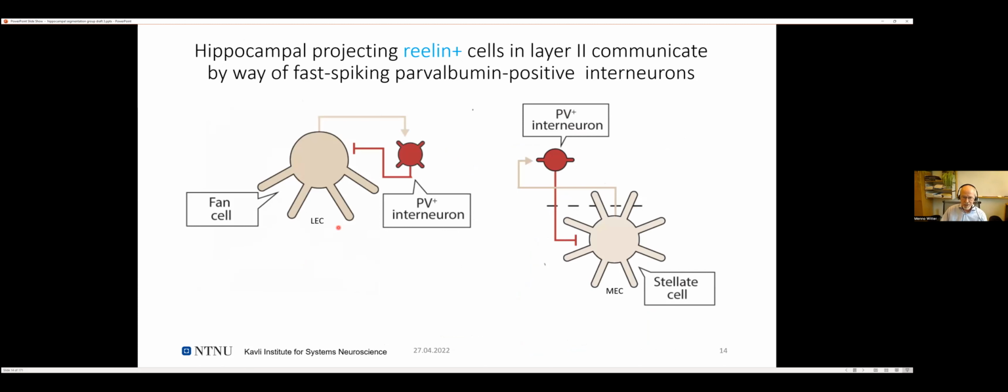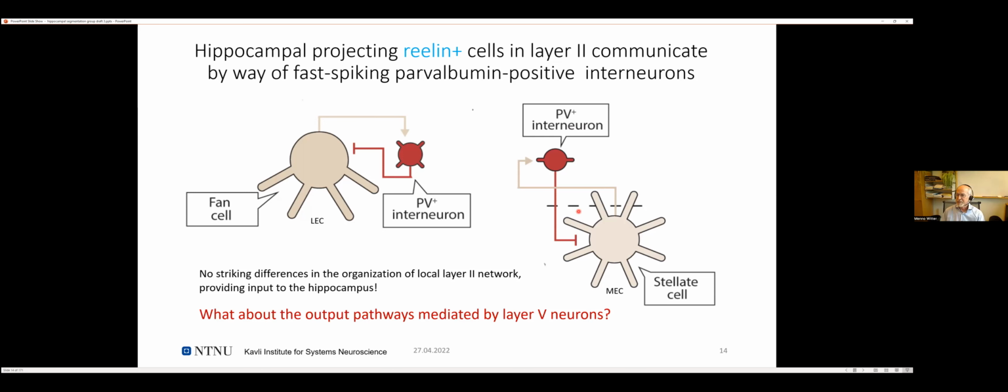So this is the summary of what I showed you. Fan cells need a fast spiking PV positive interneuron. Stellate cells need a fast spiking PV positive interneuron to communicate to each other within the network. So there's no striking differences.